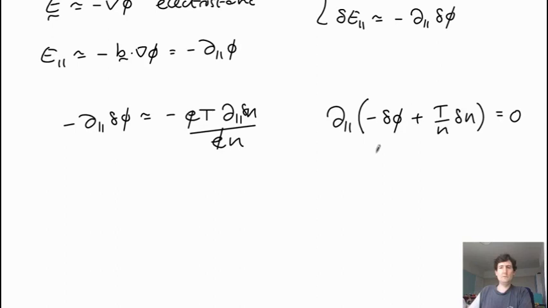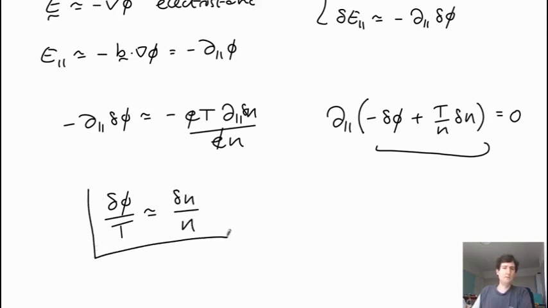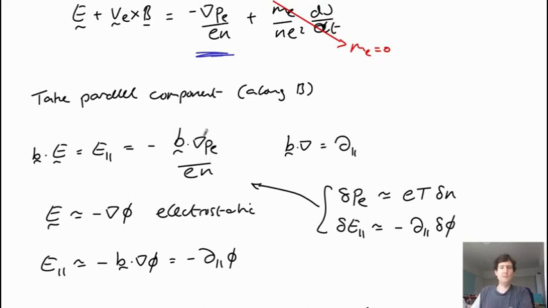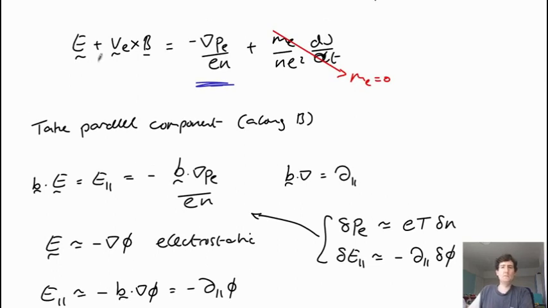And so we essentially just integrate this up. What we usually write down is that delta phi over T is approximately equal to delta n over n. So the fractional change in density is related to the change in potential. This is due to the relationship between the electron pressure and the parallel electric field, which is needed to balance Ohm's law along the field.